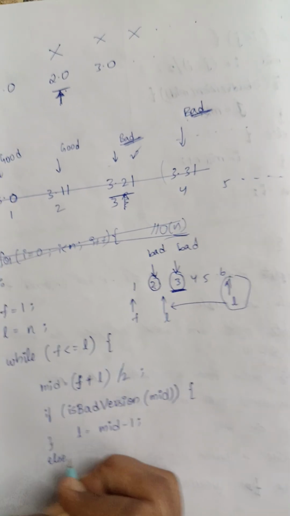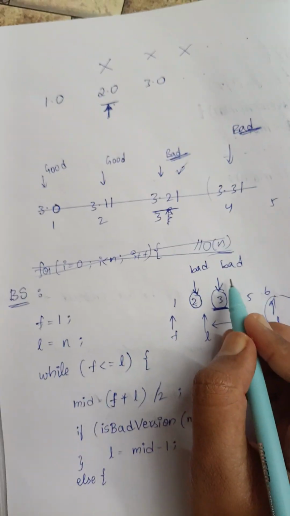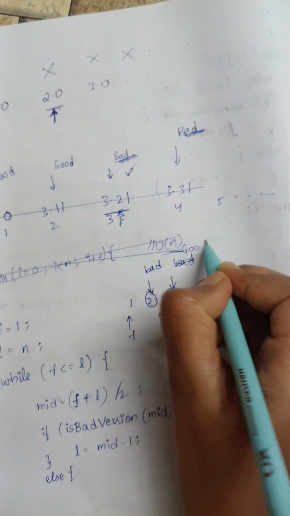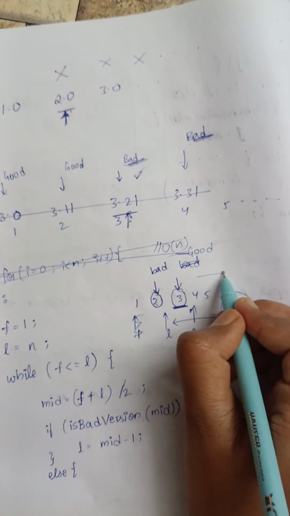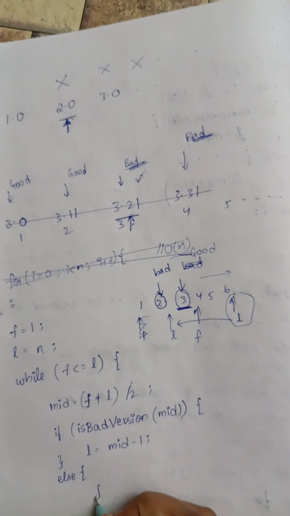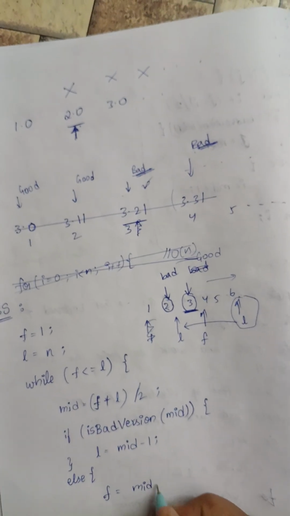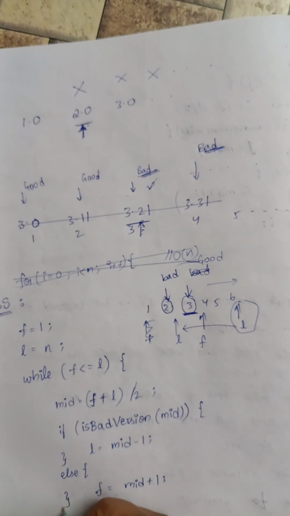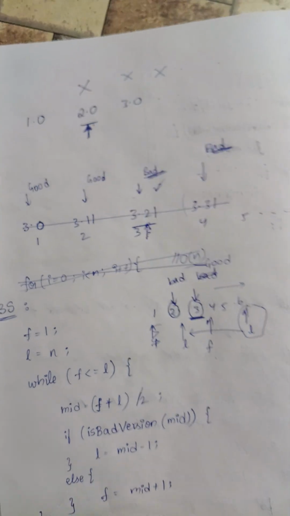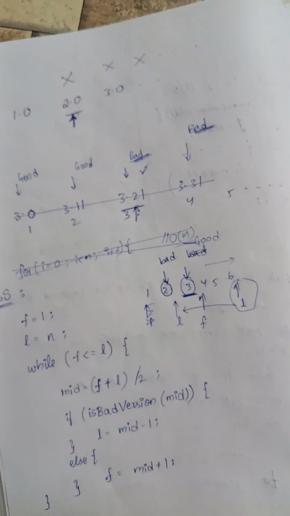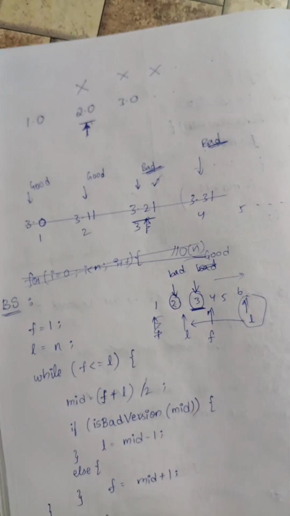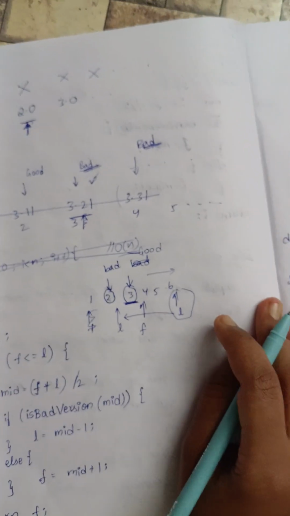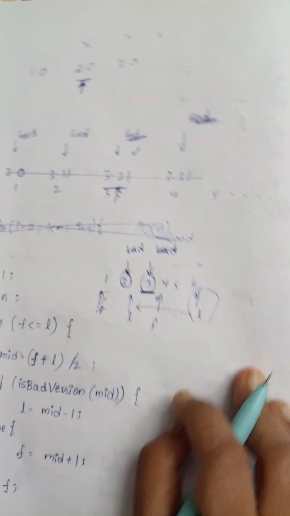Else, if it returns that it is not a bad version, if it is good, then no need to search over here, right? We'll take F here. So this will be bad. So we'll take F equals mid plus 1. And then finally, the loop runs for a while, and then finally we'll get the answer. We'll return F. Why are we returning exactly F? We'll dry run this, then we can understand it more clearly.